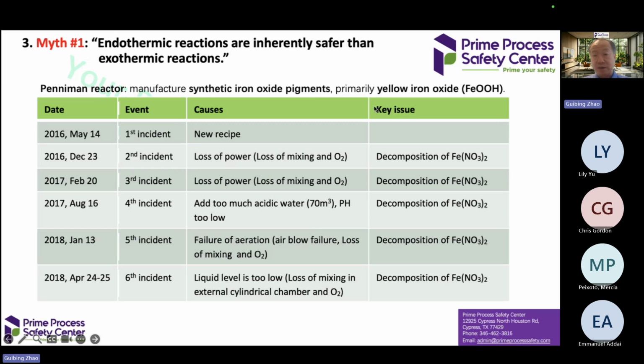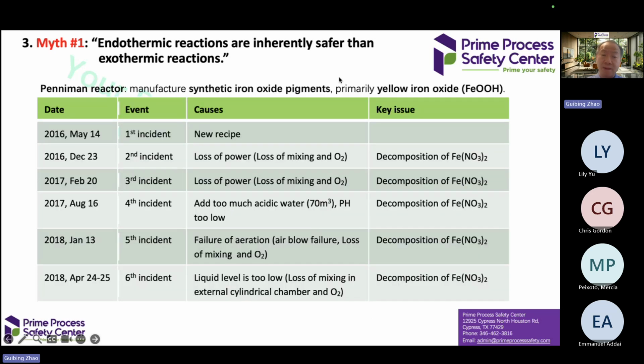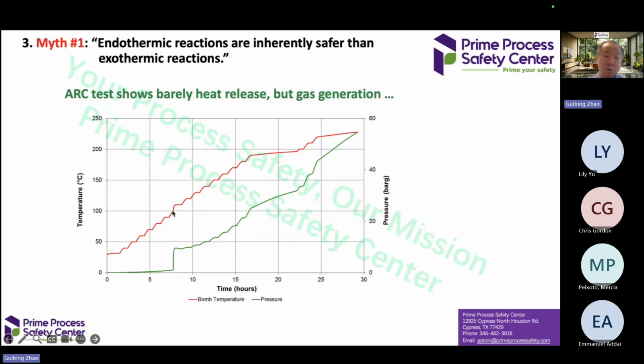Let me share an incident investigation we did for a company. This company used a Pfaudler reactor to make pigments, and there were many incidents in three years. We did an ARC test. From the ARC test temperature curve, you barely see any exothermic reaction. The reactor runs at about 70 to 80 degrees C, and in this temperature range you barely see any exothermic reaction happen.